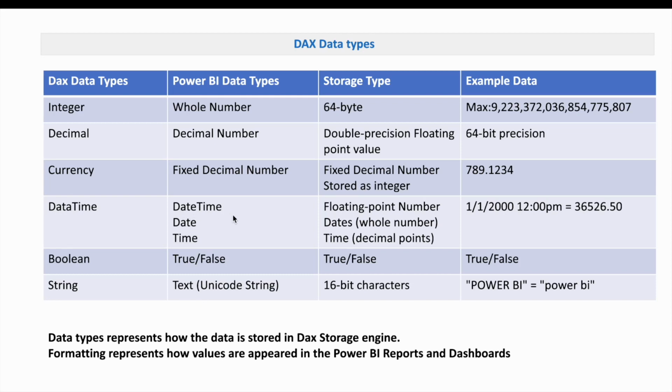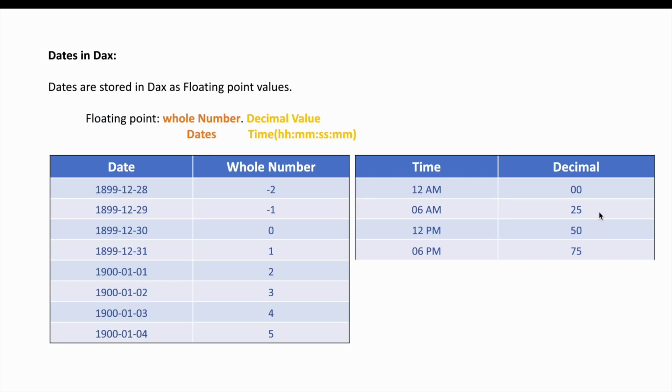Let's look at the date time data type. It is stored as a floating point number. The date part of the number is stored in the whole number, and the time is stored in the decimal point. So here you can see Jan 1st 2000, 12 pm, the value will be stored as 36,526.50. So how do we arrive at this number? Like I mentioned, the date is stored in a floating point value. The whole number will be the date part of it.